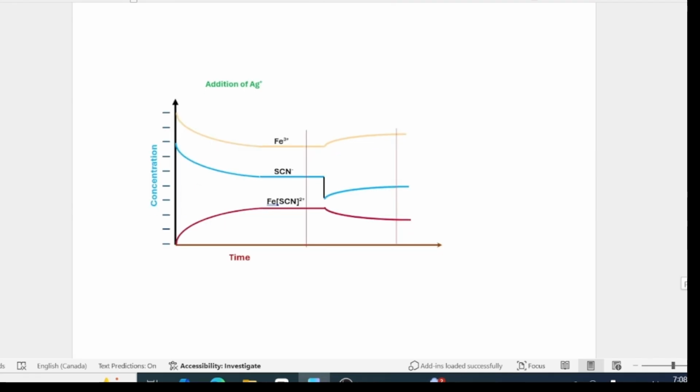So addition of silver, what does silver do? It locked these off as a precipitate. This guy here decomposed to replace the thiocyanate ion, but at the same time, more iron was produced.